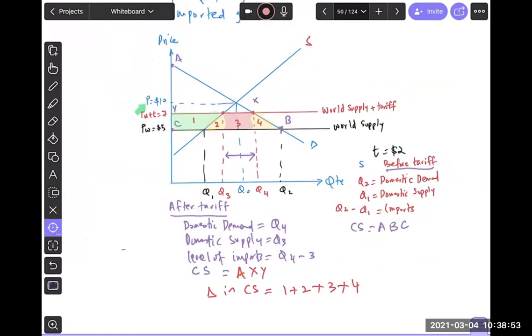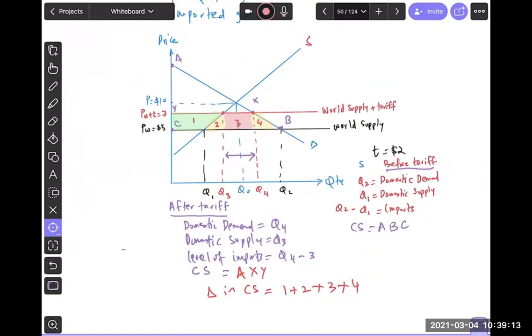So when you put a tariff, you basically lower the level of imports. Who are the parties that will be happy with this situation? If I ask you, will the domestic consumer be happy? No. Why? Because he's paying $2 extra. His consumer surplus has gone down.